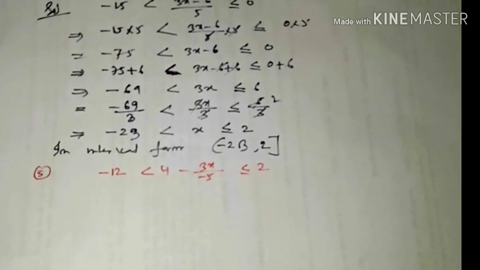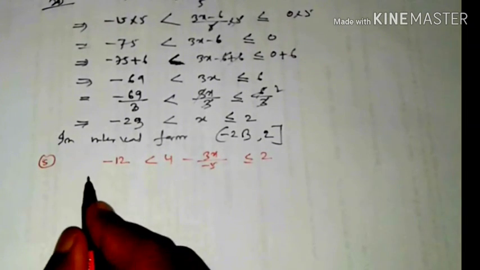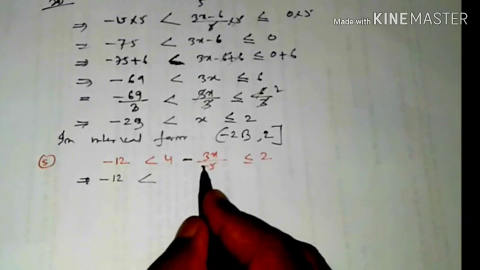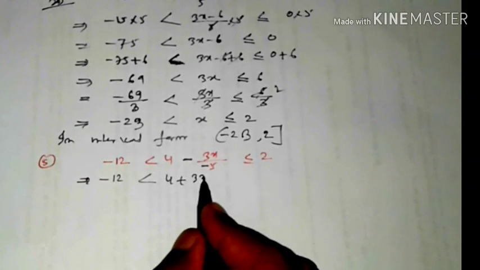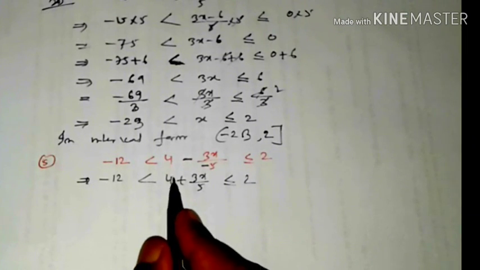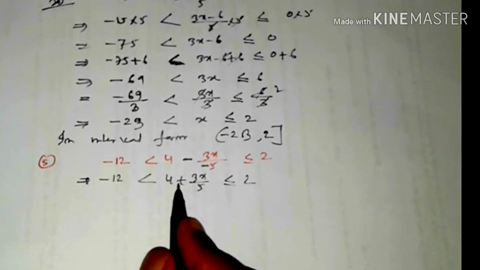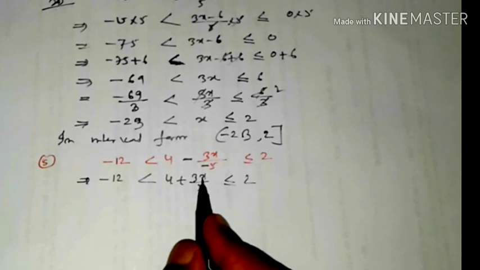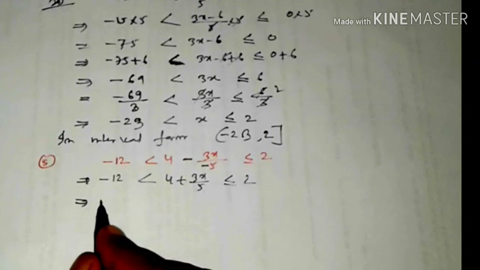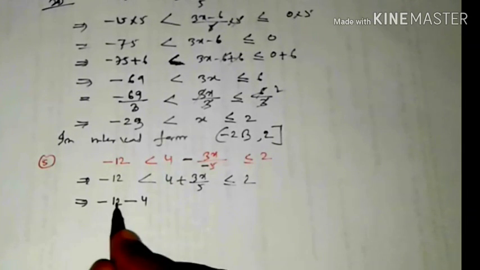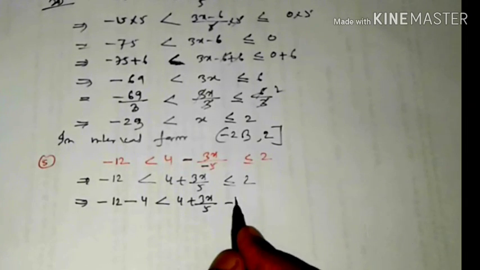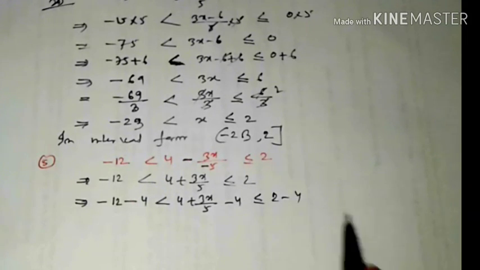At first, minus 12 less than, this is minus, so we can write it as 3x plus 5. Now at first we have to remove 4 from here. As 4 is added with 3x plus 4, so we have to subtract 4 from all sides. So minus 4, minus 12 minus 4, that is 4 plus 3x by 5 minus 4, 2 minus 4.